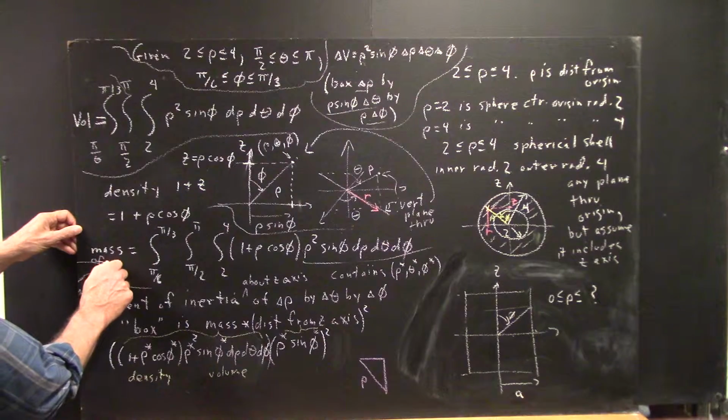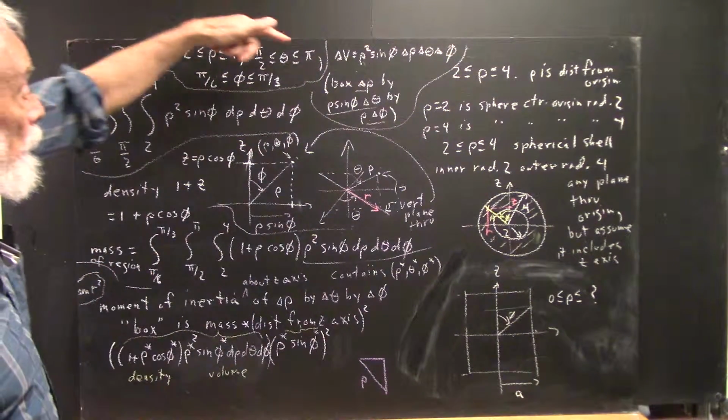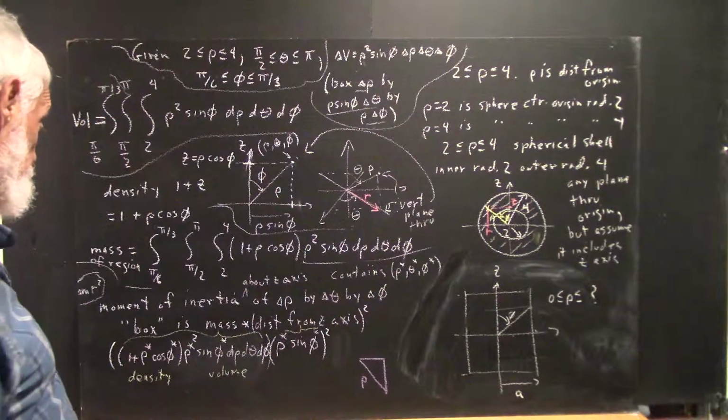Mass of the region. What region? The region described by this, where this is our density function.